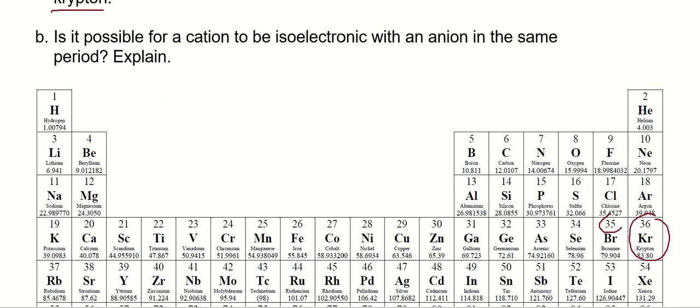A neutral bromine atom has 35 protons and 35 electrons. They're balanced, so they're neutral. Now, atoms can gain electrons. In this case, if bromine gained 1 electron, it would be isoelectronic with krypton. And then rubidium can lose 1 electron, and then it will also be isoelectronic with krypton. So we have one example of each.